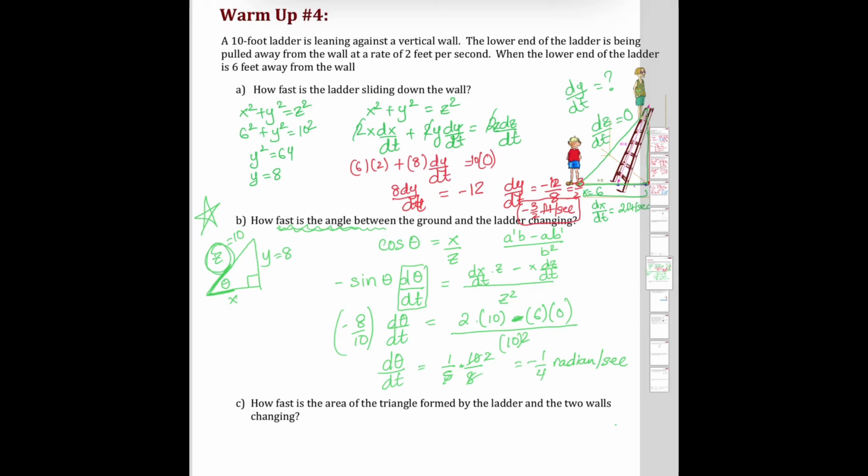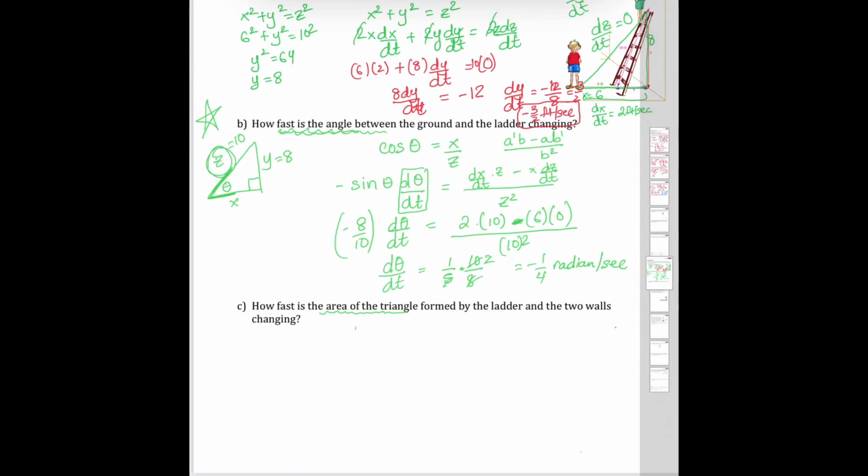So part C, it says how fast is the area of the triangle formed by the ladder and the two walls changing. So I want to find the rate of change of the area of the triangle. I'm going to use my triangle formula. It is 1/2 base times height. Your base is your x and your height is your y. I'm going to use my product rule here. So dA/dt would be equal to 1/2 dx/dt times y plus 1/2 x times dy/dt, right? If you're confused, it's a prime b plus ab prime.